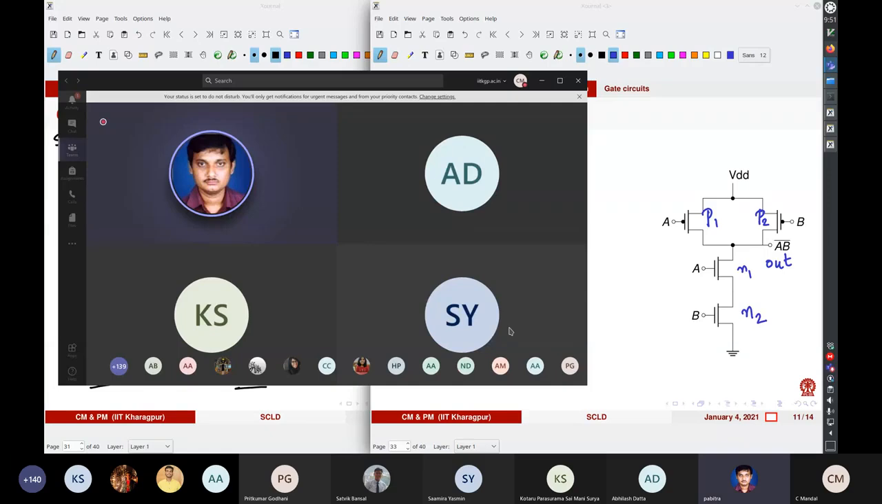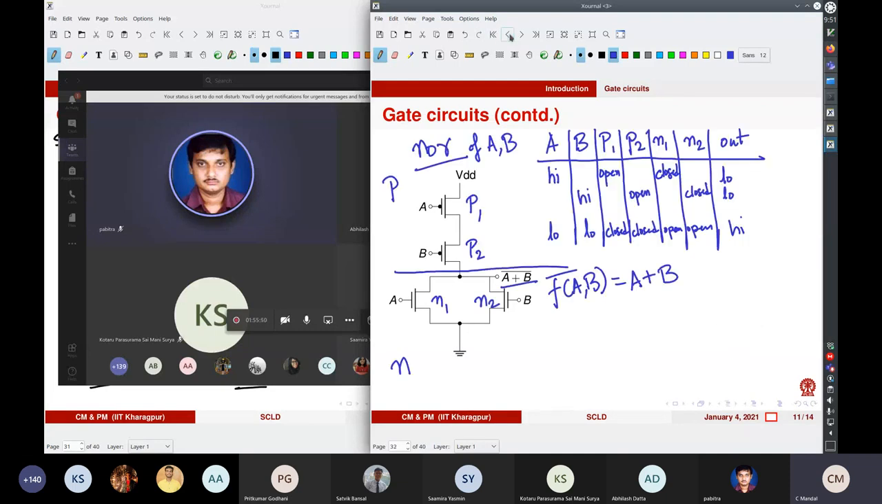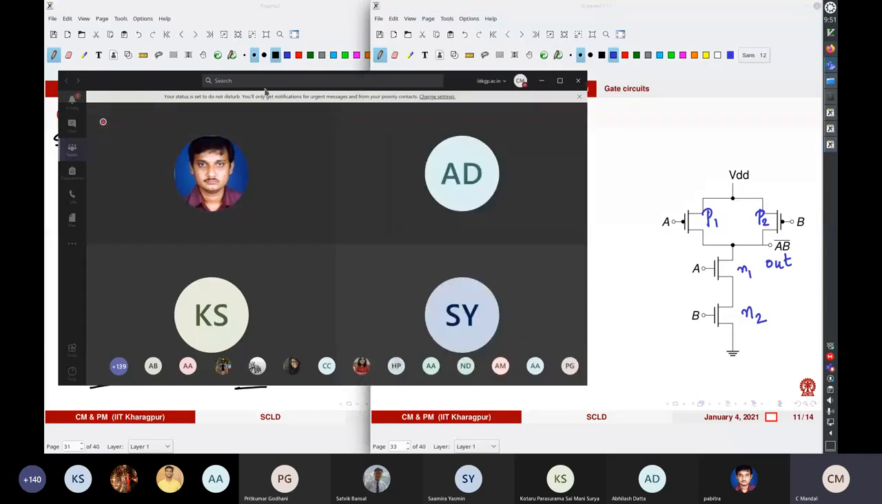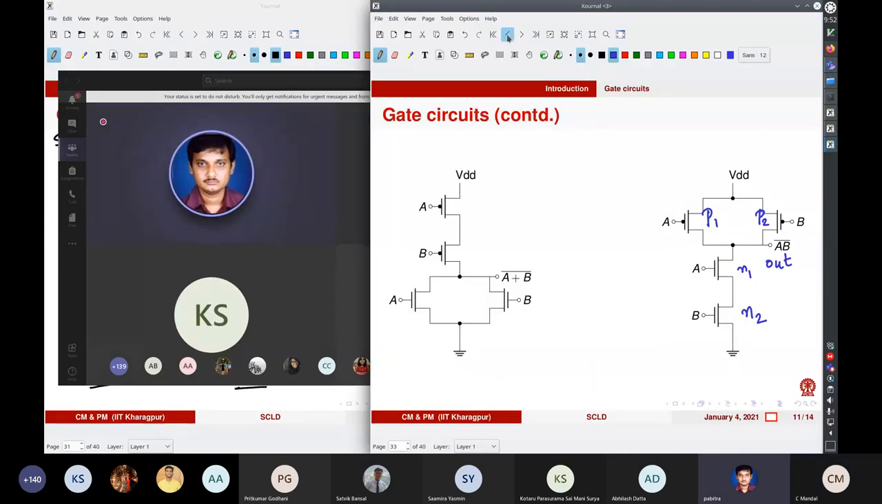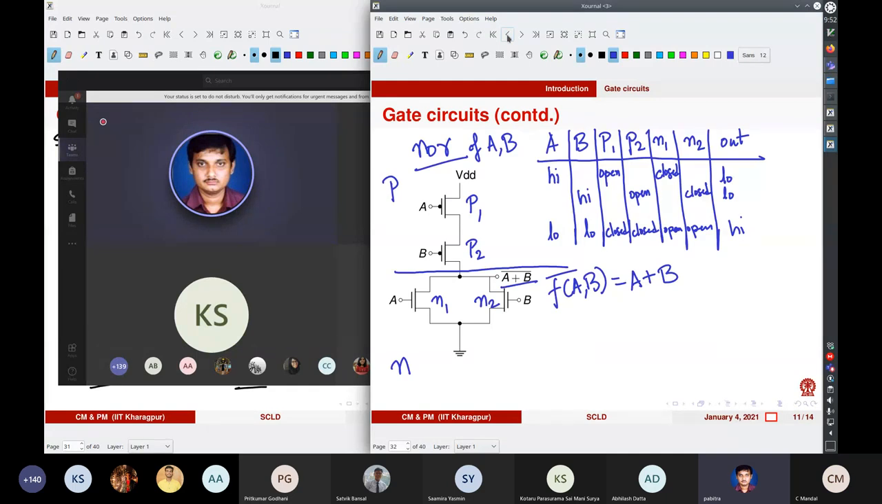You have to just quickly draw it. It's just a simple table like this one. You will have columns for A and B and P1, P2, N1, N2, so 6 columns, and 1 out column, which is either low or high. These inputs can be low or high, and the transistors P1, P2, N1, N2 can be open or closed.